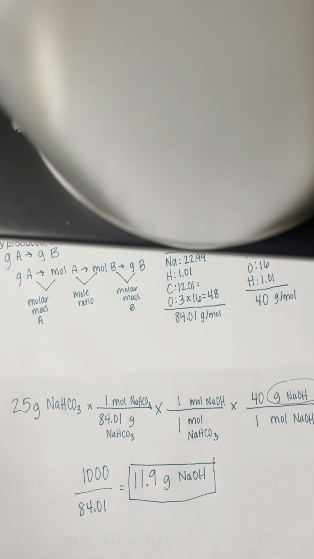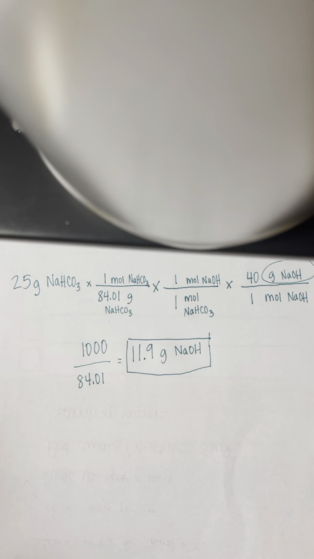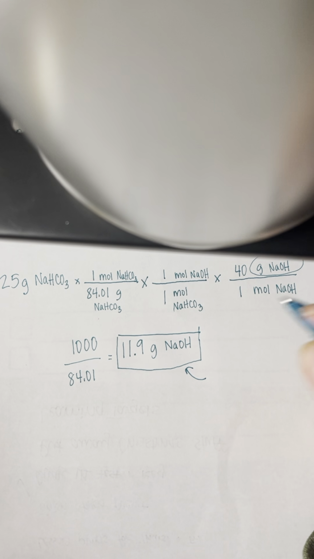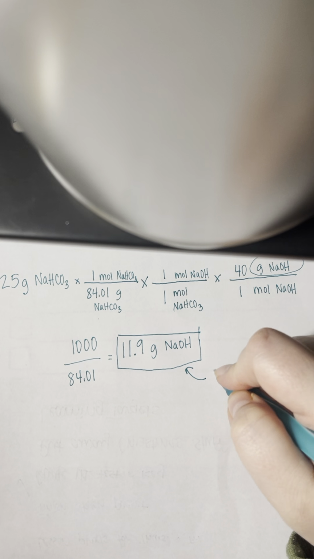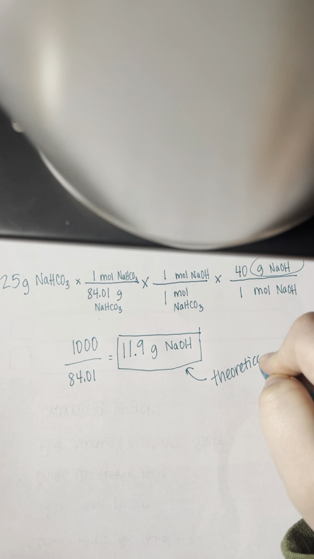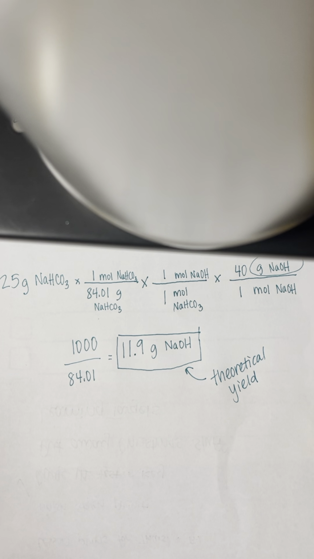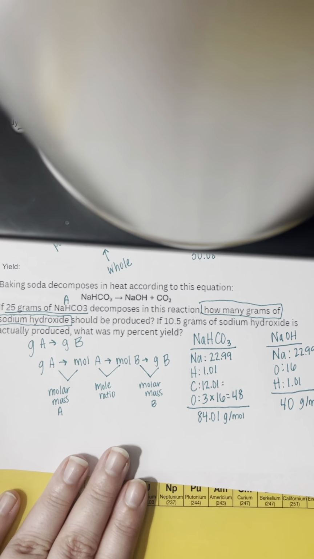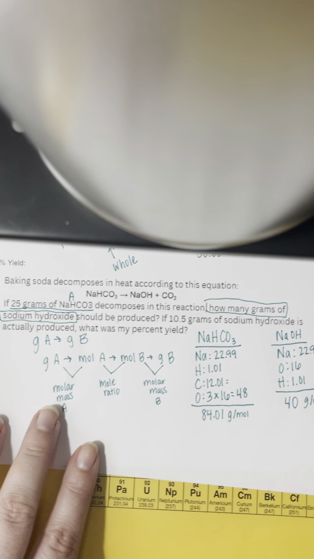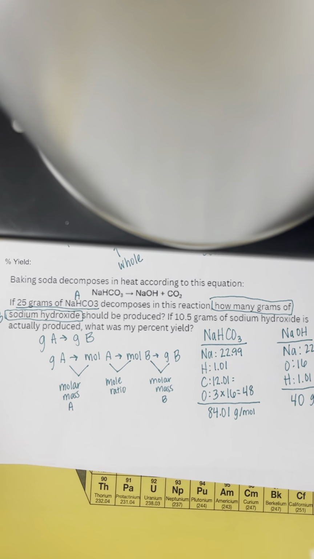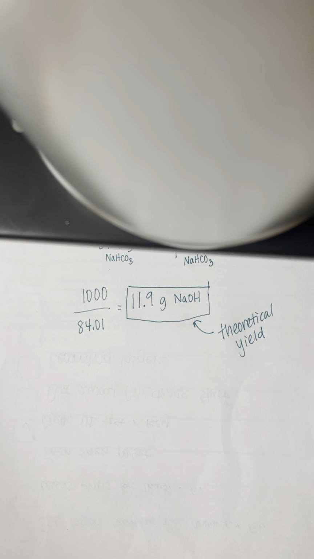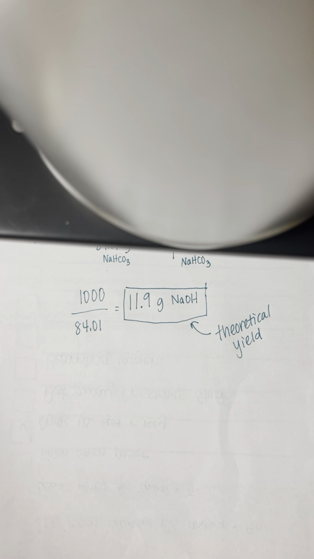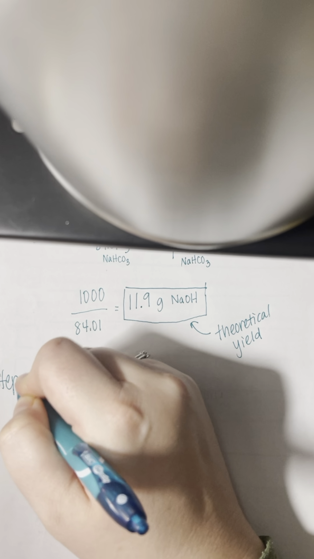Now, step number 2 is that we're going to take our actual yield and divide it by our theoretical yield. So this guy right here, the grams to grams conversion, this is your theoretical yield. It means in theory, that's what we should produce. Now in the problem, here's what it says. Let me slide this down for you so you can see it. If 10.5 grams of sodium hydroxide is actually produced, what is the percent yield? So here's the next step. Now that we have our theoretical yield, what we're going to do is this is step 2.